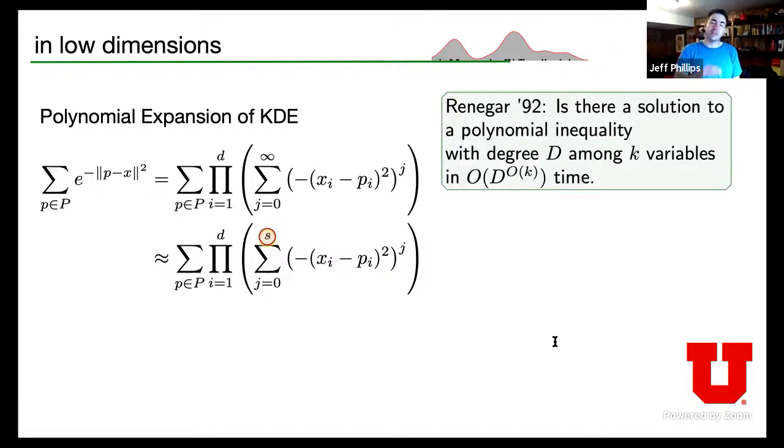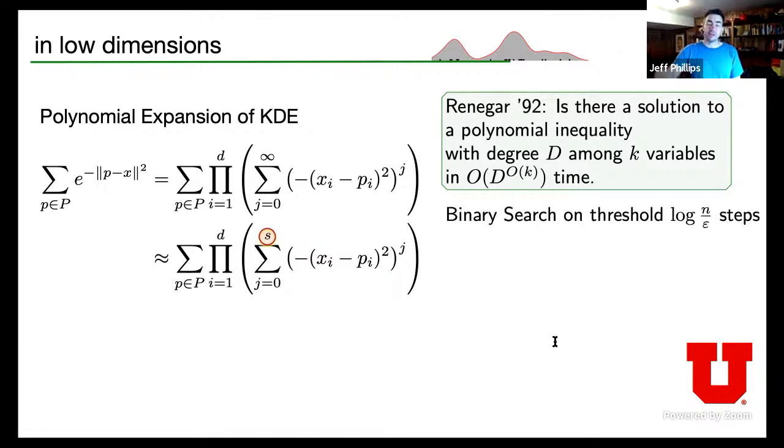And then from here, we need to try and find a solution, if there is one, with respect to some threshold. Is the kernel density estimate above some threshold or not? And if so, find a solution. Renegar's algorithm helps provide a way to do this. A simplification of this is: if I want to find a solution to a polynomial inequality with degree d among k variables, then the runtime is O of d to the O of k, where the O of k exponent has not been resolved, but is O of k here.